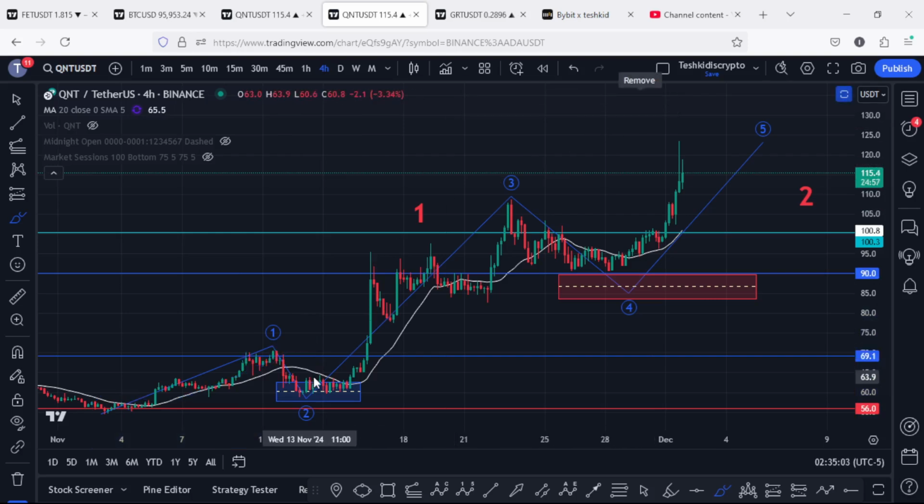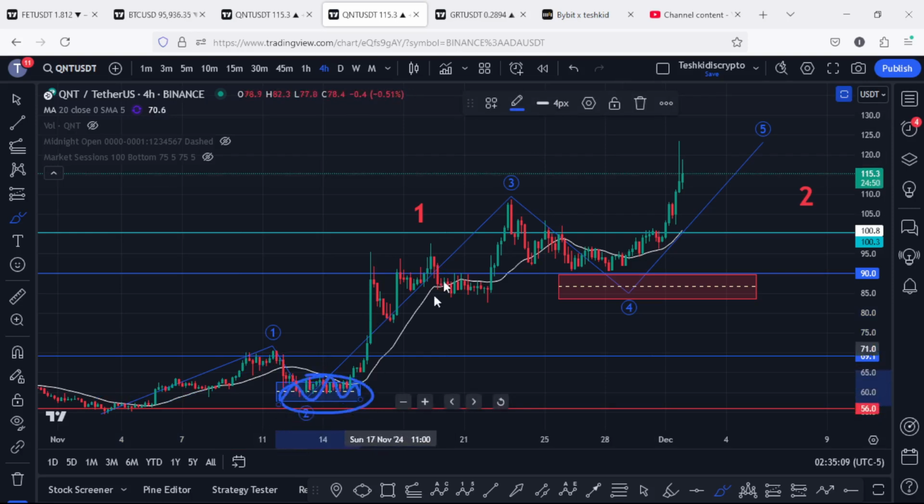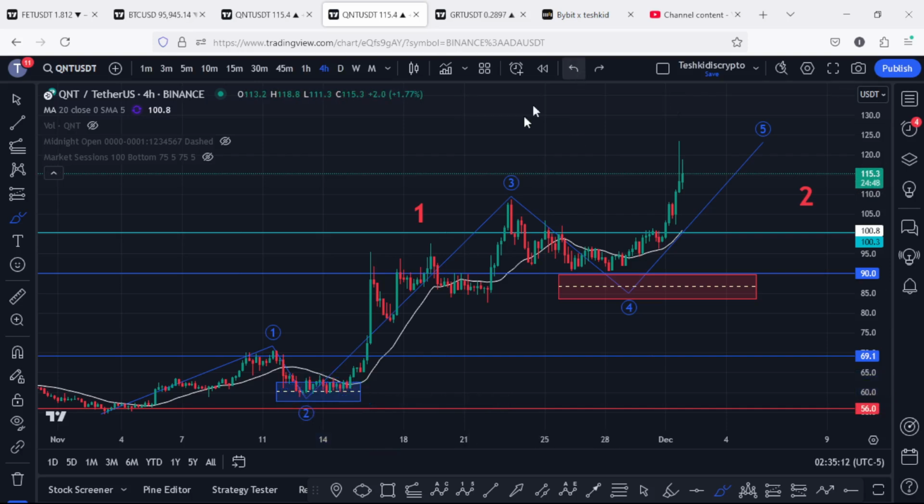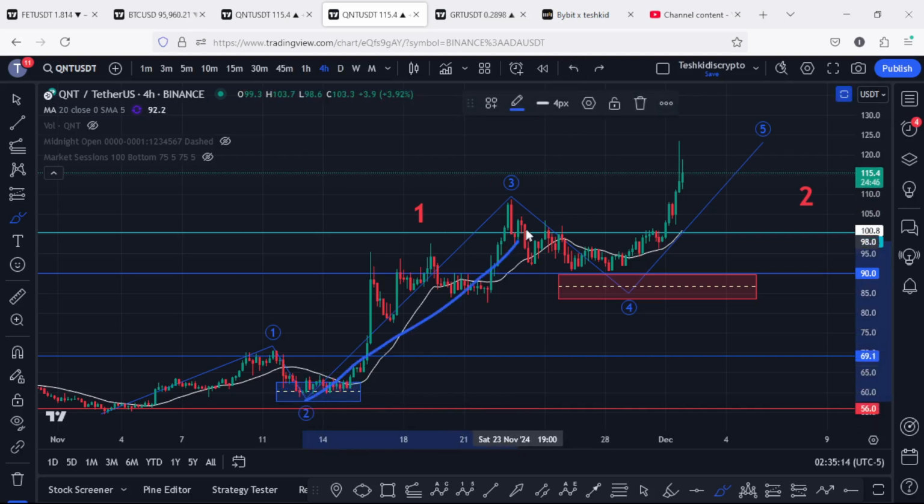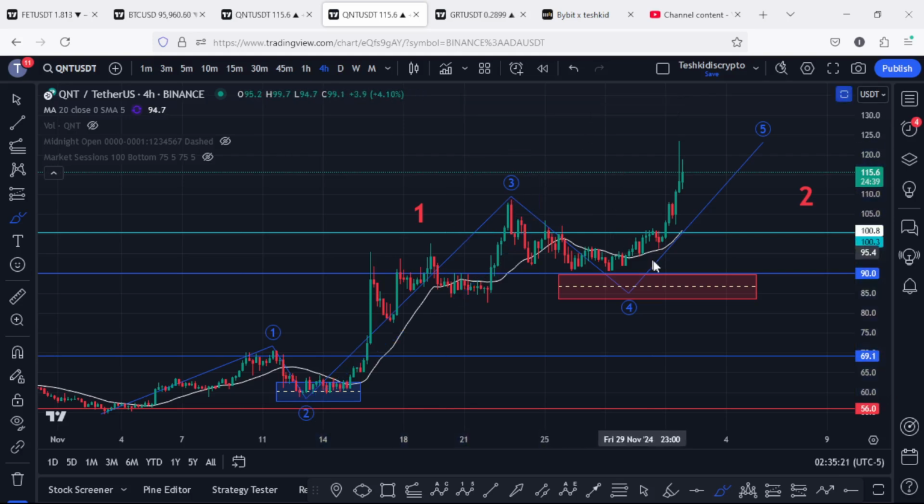Then we saw a corrective structure in the formation of these wave 2 into the minimum pullback target areas highlighted on the charts, an area that gave us a reaction to the upside, giving us an impulsive Elliot wave count 3 in a move that peaked above the $108.8. Then we started a corrective structure in the formation of these Elliot wave count 4, whose minimum target areas I have marked on the charts using these red target area.